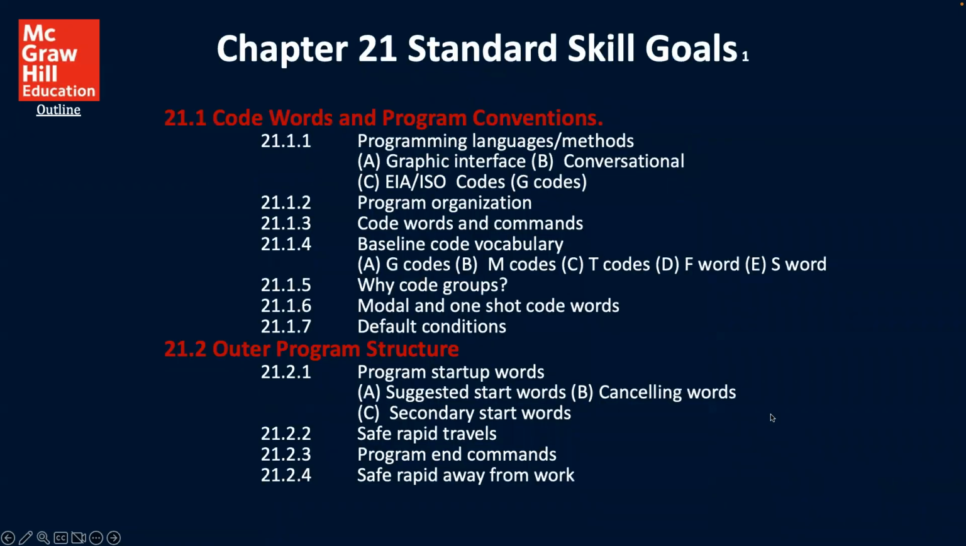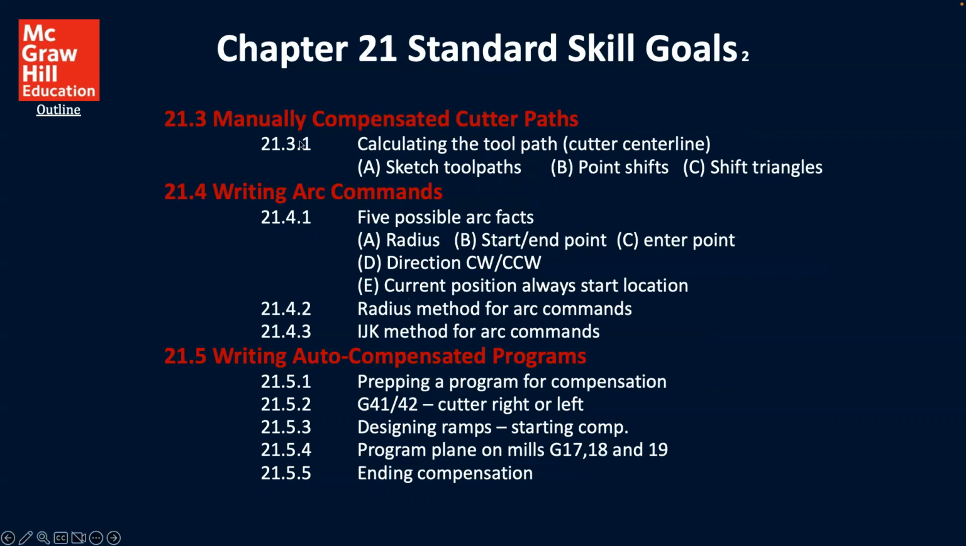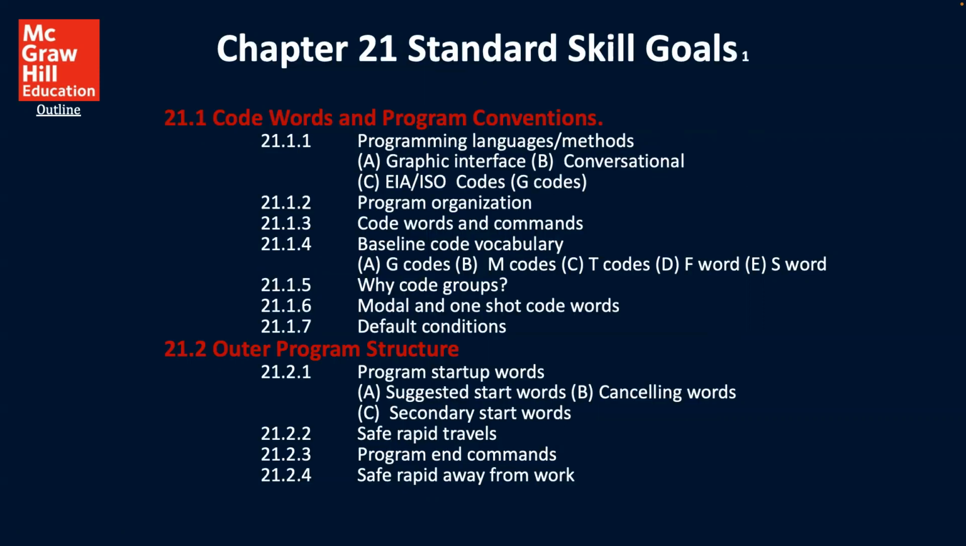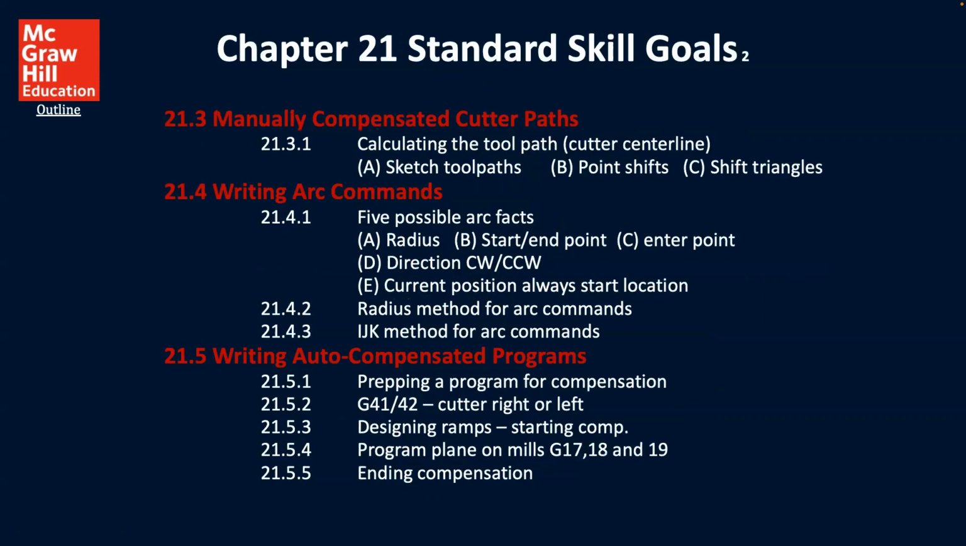So first, to be thinking about what we have in this module, in this chapter that relates to this module. First, we'll be talking about code words and program conventions. Then we'll talk about the outer program structure, things that we want to be thinking about for conventions for our programming, how we do things manually, compensated cutter paths, writing ARC commands, and finally writing auto-compensated programs. So we'll break this up into parts, but let's go ahead and start with these first sections of the code words and outer program structures.